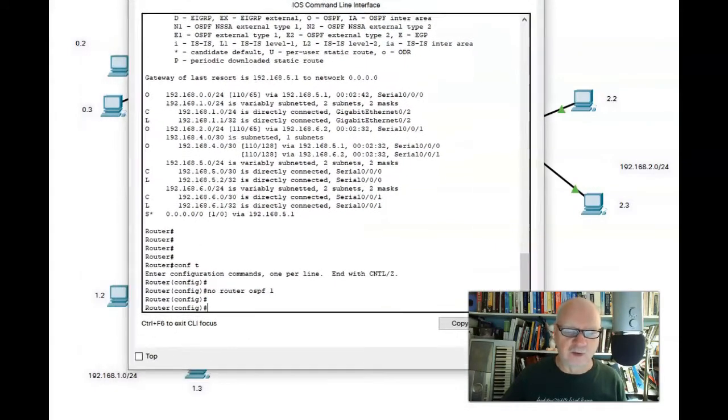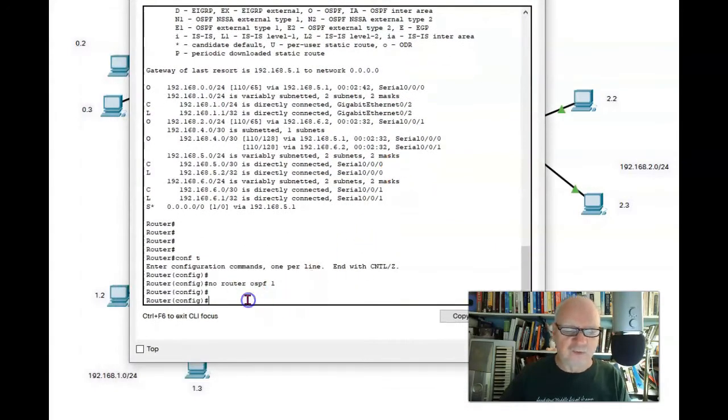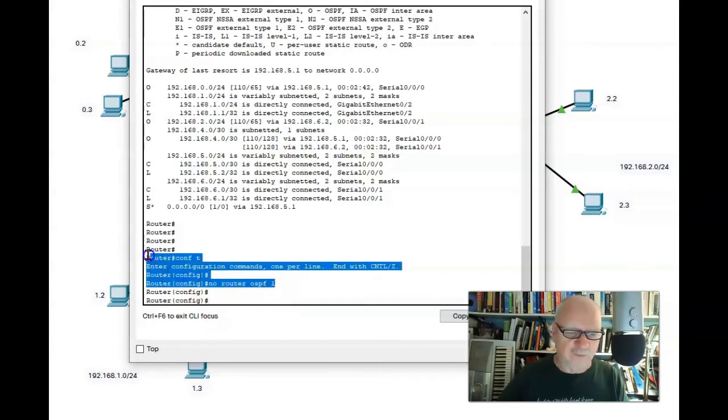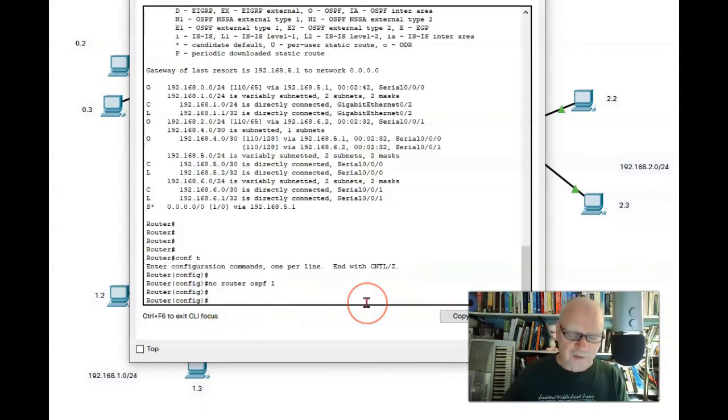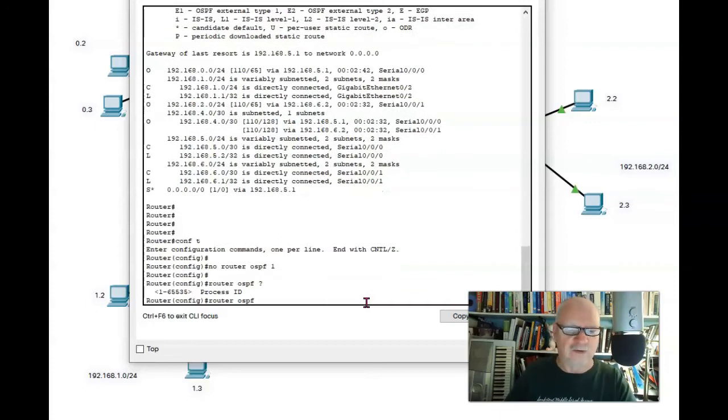I'm already in global config mode. To turn on OSPF, you can see I had it on before when I was testing this lab, but I'm going to type router OSPF. Now, that isn't enough to turn it on. I need a number here. In fact, let's type a question mark, and you see that I need a process ID, anything from 1 to 65535.